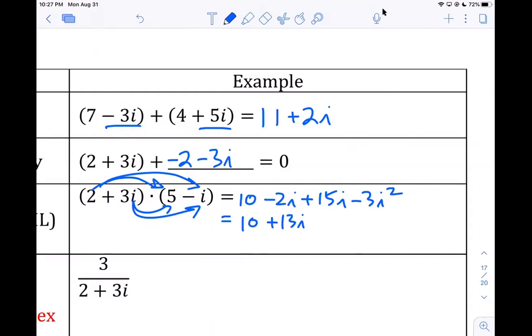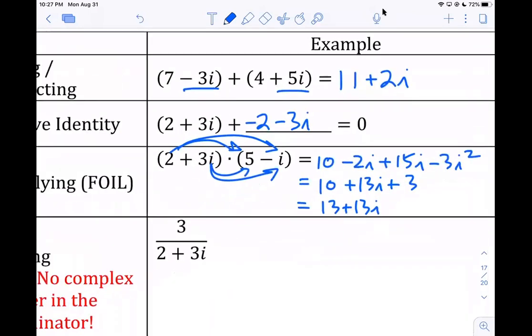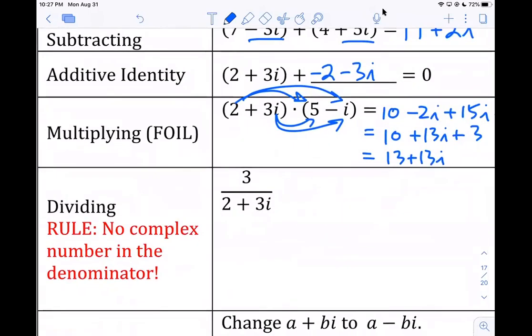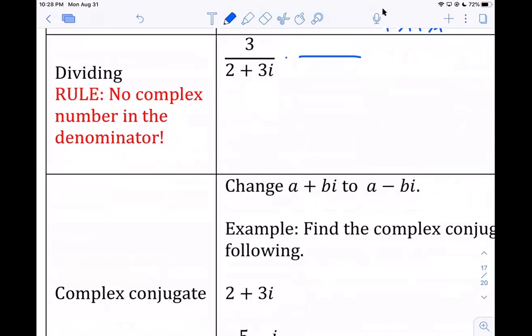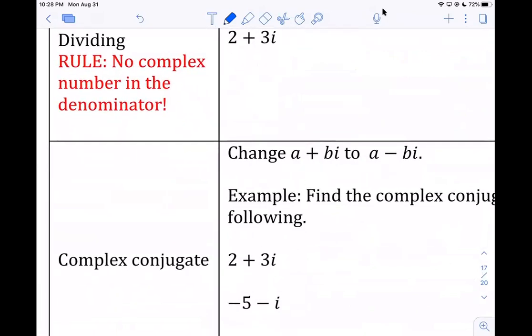We know that i squared is -1. So that becomes -3 times -1, so that is a plus 3. Then combine like terms again: 13 plus 13i. Dividing. The rule is that we cannot have a complex number in the denominator, so we need to get rid of that. And to get rid of that, we need to multiply by something. We learned this in Algebra 2. It is called the complex conjugate.